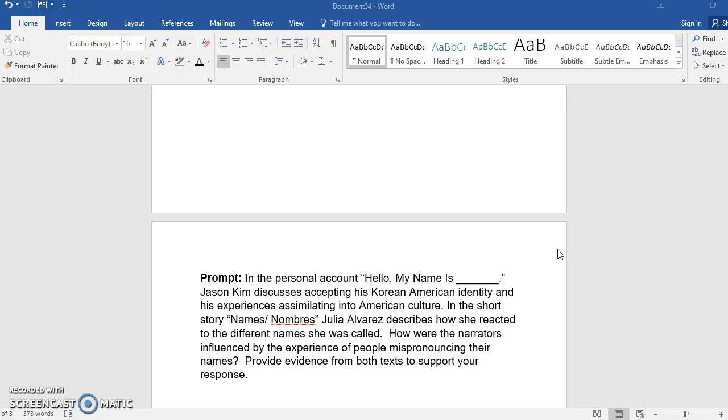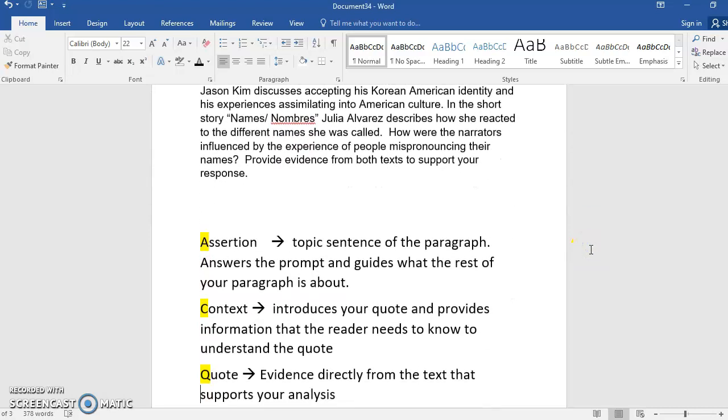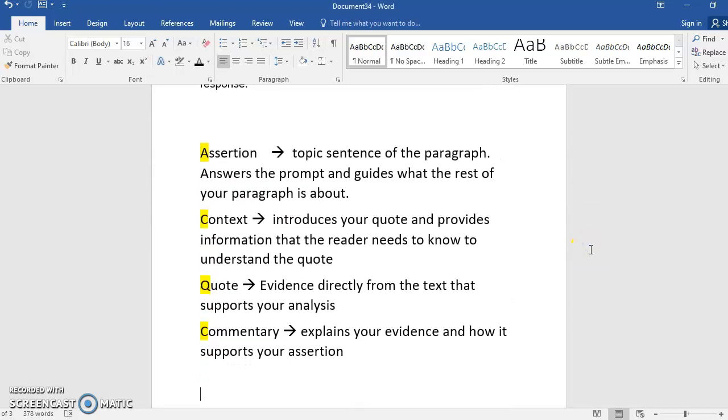So in the prompt attack video, I identified that there was not a specific format identified in this prompt. Therefore, I can assume that I will need to write a well-constructed ACQC paragraph. So let's just review what that actually means and what is expected.